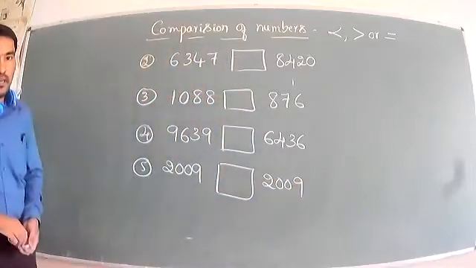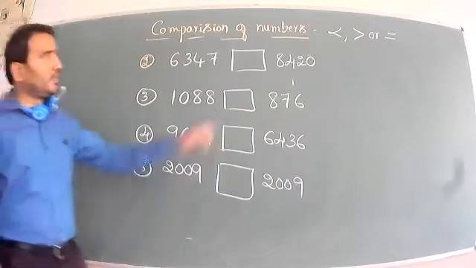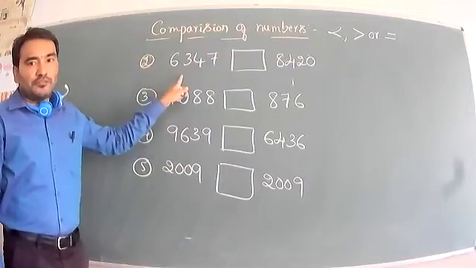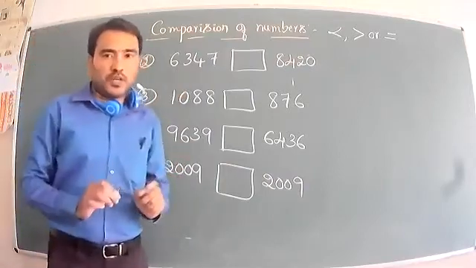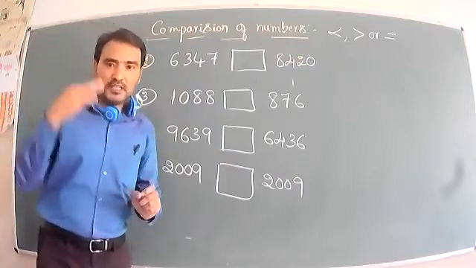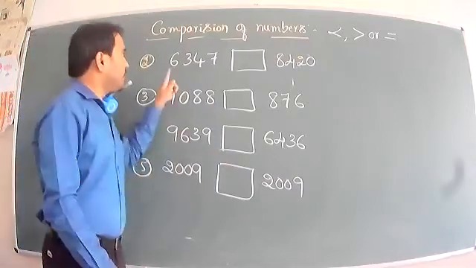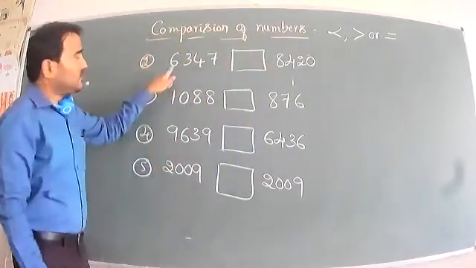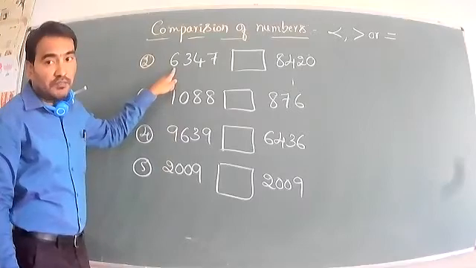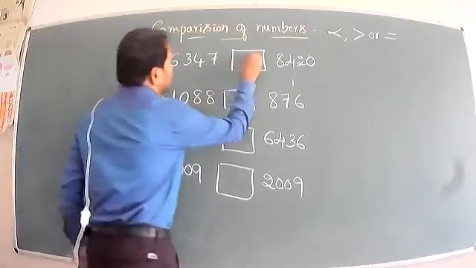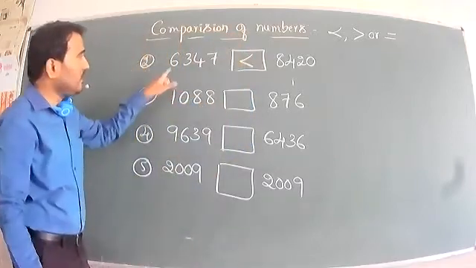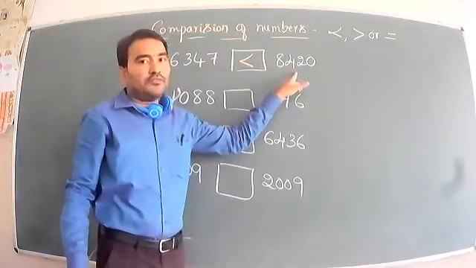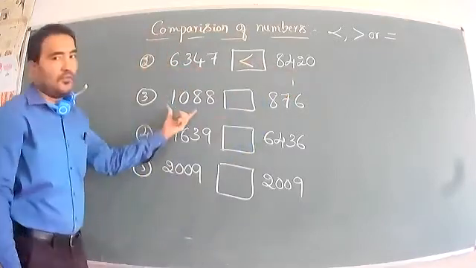Now compare the digits using the symbols greater than, smaller than, and equal. First compare the thousands. When thousands are equal, go to the hundreds place, tens place, ones place, and so on. Here 6,000, here 8,000. Which one is smaller? 6,000 is smaller. So on that side we show the arrow mark. We read this as 6,347 is less than 8,420.